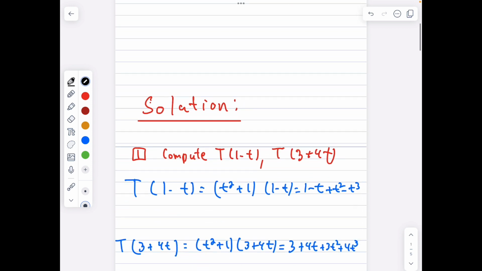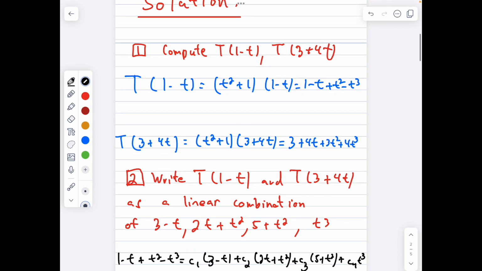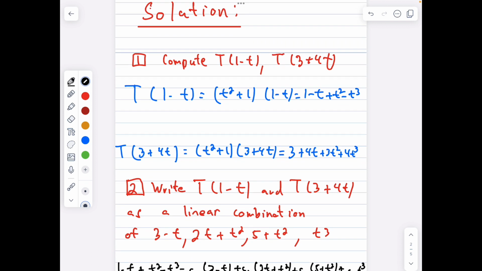Let's go straight to the solution. You're going to compute the transformation acting on the basis vectors for your domain. The domain was P1, and the basis vectors were 1 minus t and 3 plus 4t. Whatever the basis vectors are for your space, you will find the image of those basis vectors.